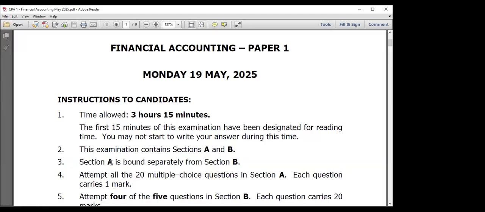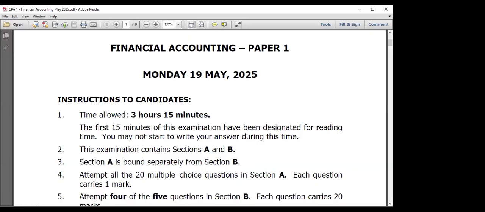Section A is given separately because it is multiple answer questions. There are 20 of them. A, B, C, D, choose the most correct answer. And that one you answer separately. Then section B is what I'm going to show you right now. Section B, you have 5 questions and you have to attempt 4 of the 5.